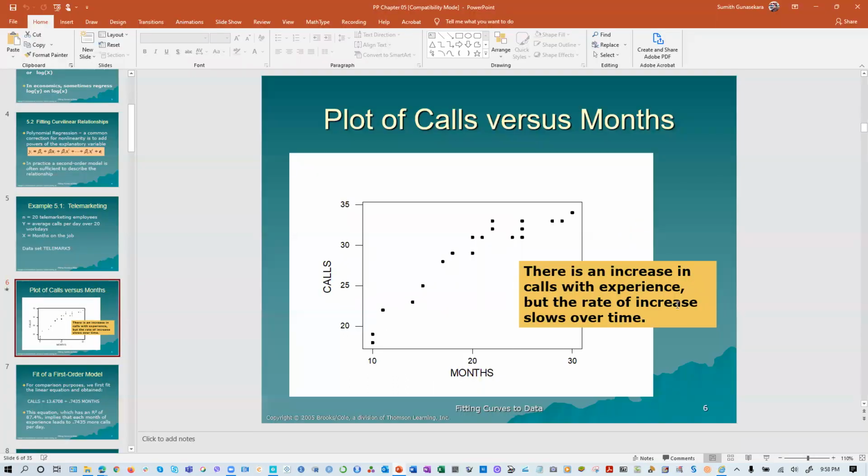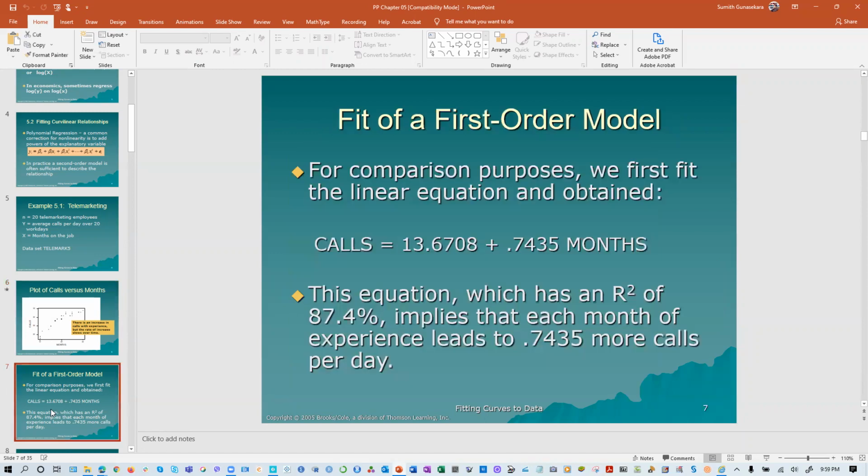There's an increase in the calls with experience, but the rate of increase slows over time. They go up, but the rate goes down, getting slower and slower with more experience. They don't produce the best, due to several reasons. That's why most companies look for new blood being pumped into the system to get more profit at the end of the day. Anyhow, we don't go in that route, but I tried to explain this. So this one you can fit with the add-in.